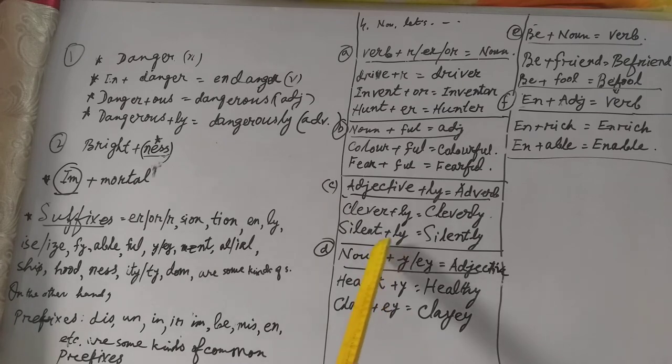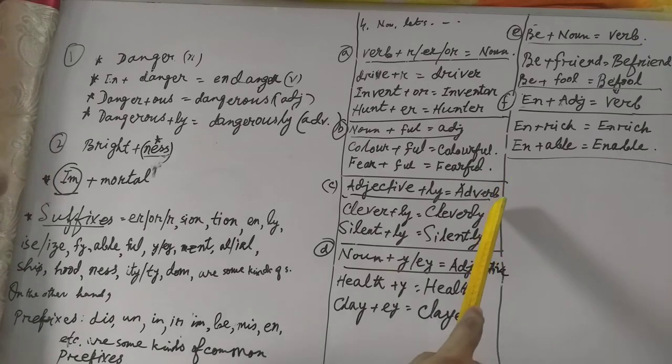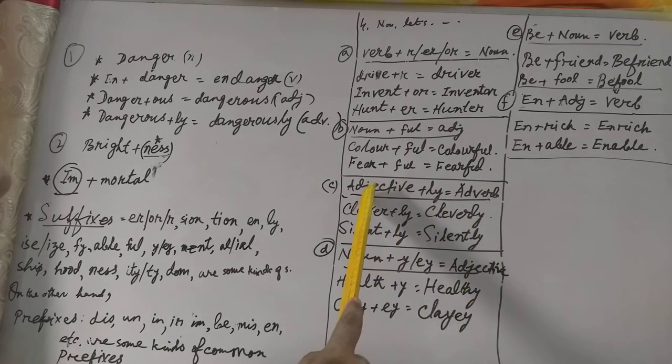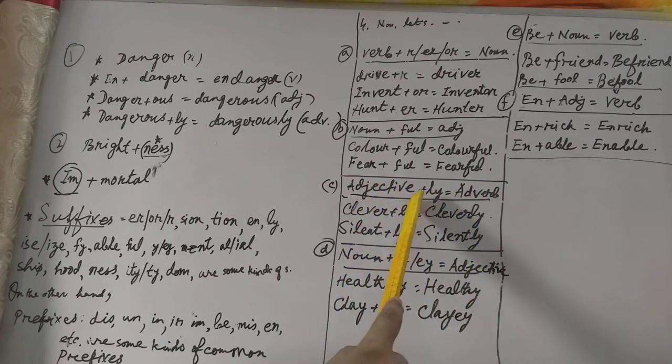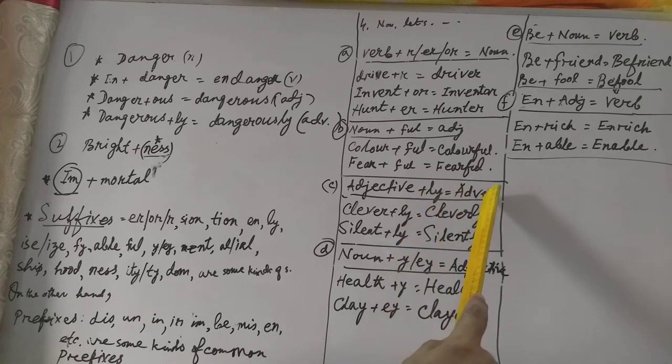If you add ly with another word, which is called silent, silent is also an adjective and it's a basic word, and the word becomes silently. These are the process of making an adjective with ly, the word turns into an adverb.